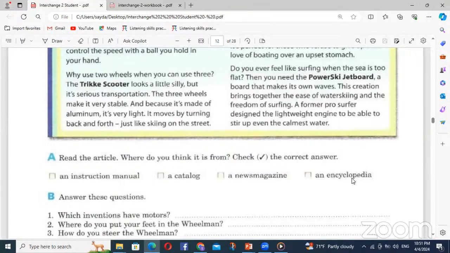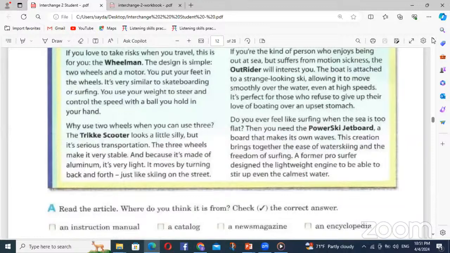So we said this kind of machine, where do we find it? In a catalog. Okay. You'll answer these questions. Which inventions have motors? In the four inventions. Number 3. Number 3. Okay. One, two, three, here there's an engine. Number 4 too. Number 4, here there's an engine.